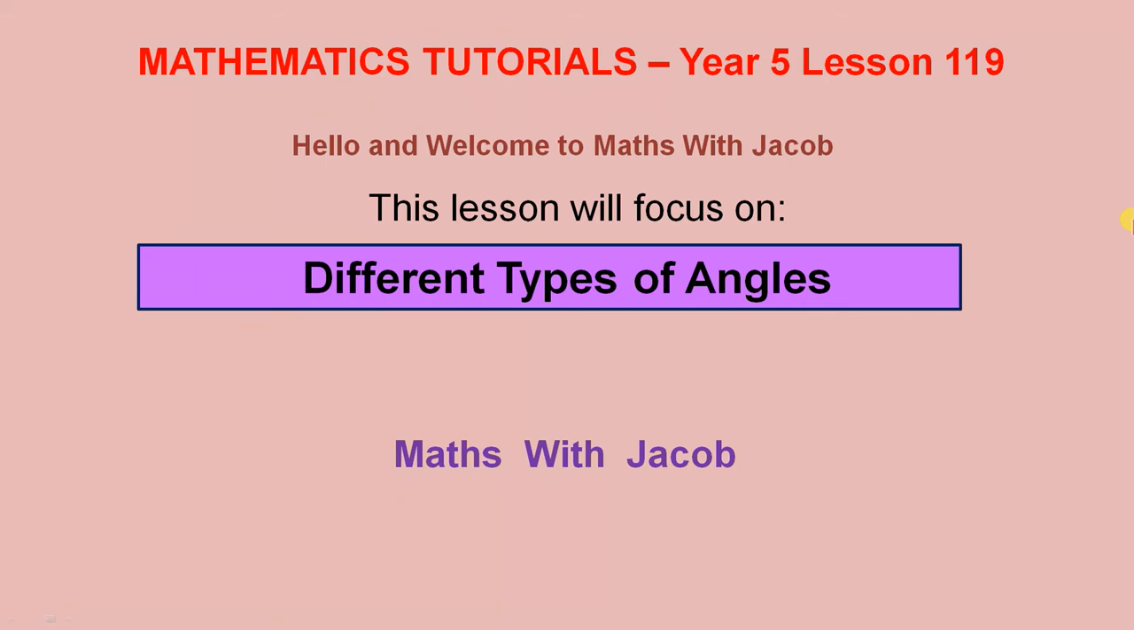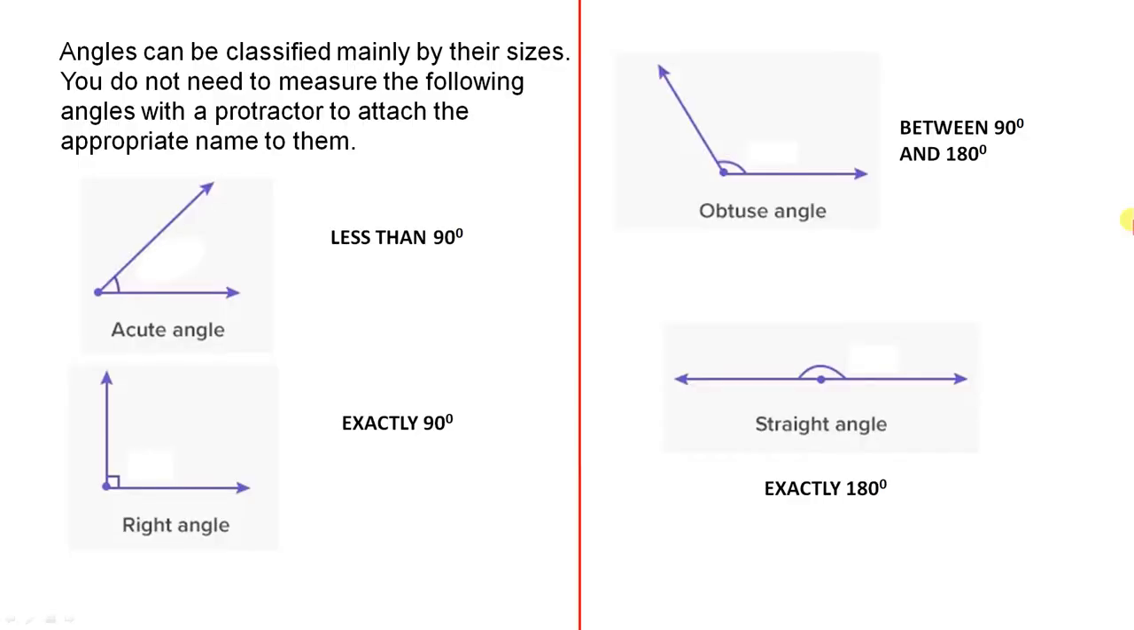This lesson will focus on different types of angles. Angles can be classified mainly by their sizes. You do not need to measure the following angles with a protractor to attach the appropriate name to them. So let's start off with one of the most popular angles.